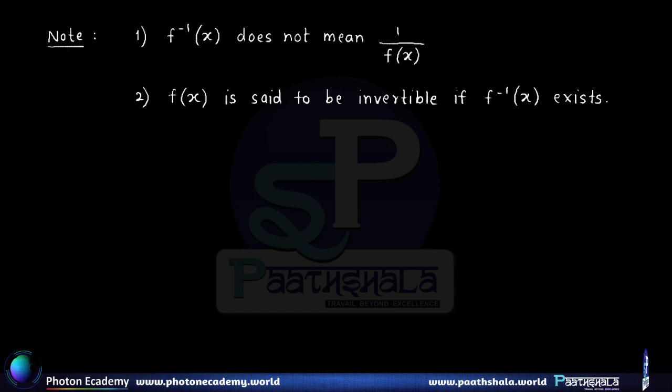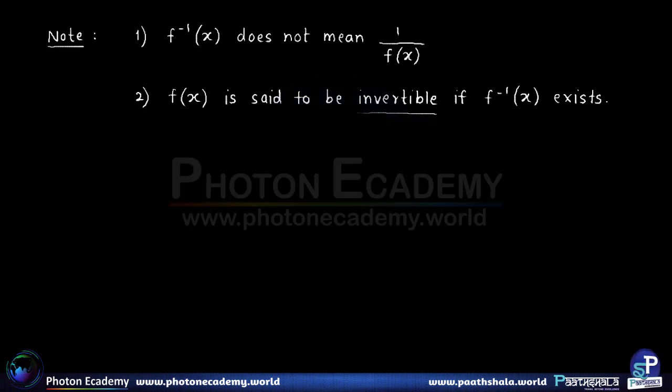And secondly, as we have seen, f of x is said to be invertible if f inverse exists. So the word invertible just means that the function can be inverted or its inverse exists, right? So now based on this we will see further properties and the procedure to find out the inverse of a function.